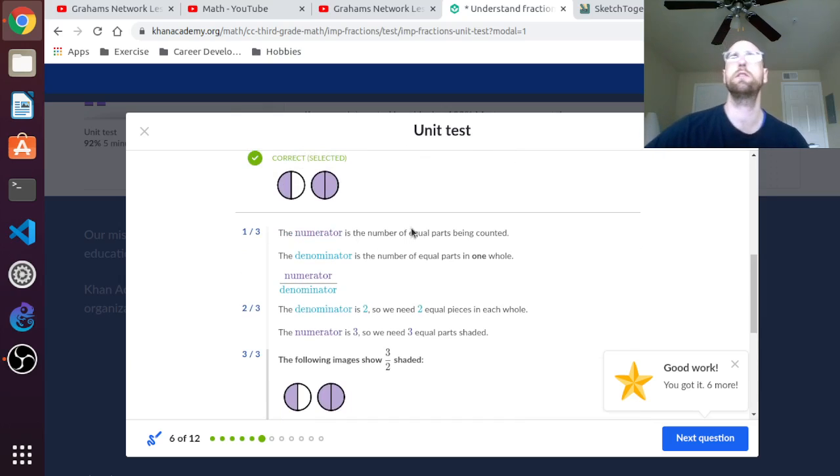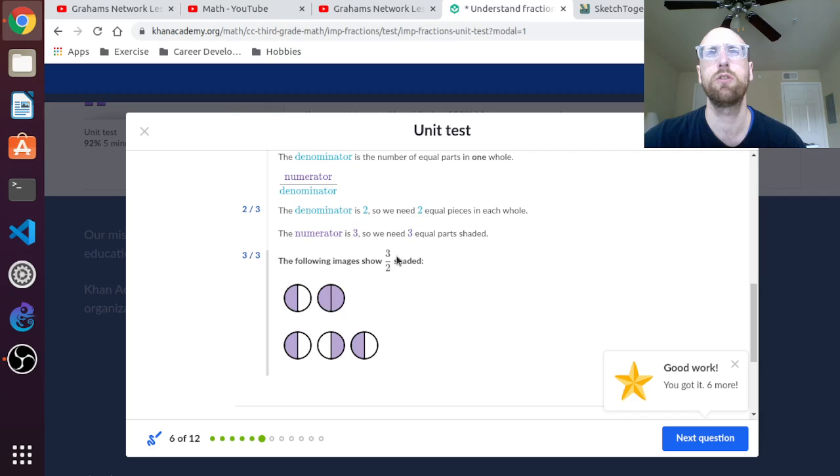So the numerator is the number of equal parts being counted. The denominator is the number of equal parts in 1 whole. The numerator is 2, so we need 2 equal pieces in each whole. The numerator is 3, so we need 3 equal parts shaded. The following images show 3 shaded parts in a whole quantity that has 2 equal halves.